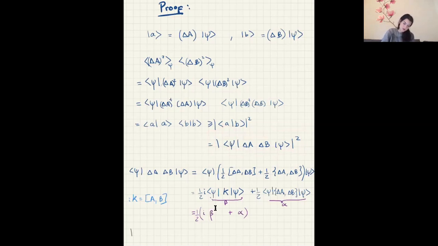So what is delta A, delta B, check square? Well, that's going to be 1/4 of alpha squared plus beta squared, okay? Which in particular is larger than 1/4 beta squared. Okay, so this is a very loose bound for now.